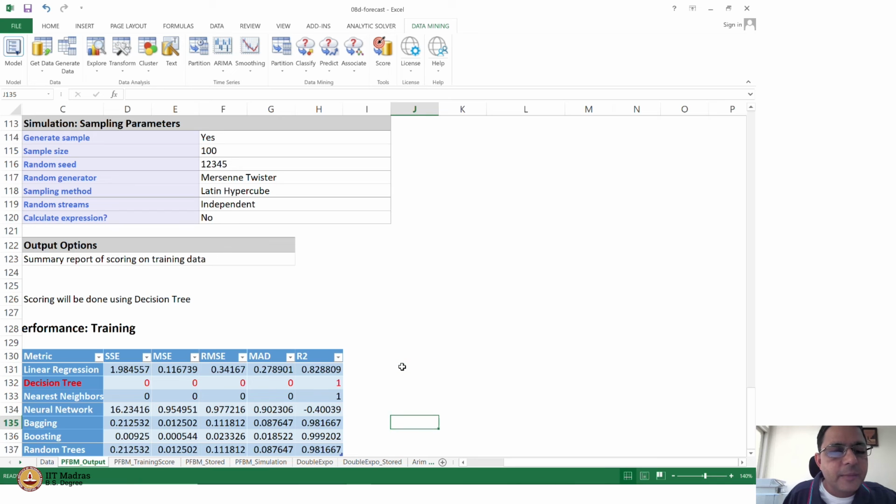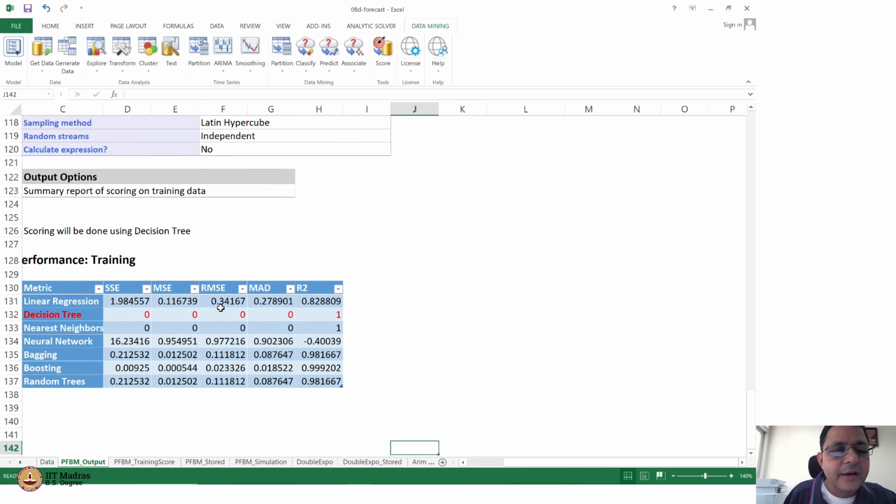So in terms of MSE, RMSE, right? Let us take RMSE. In terms of RMSE, random tree and bagging are almost similar, actually the same results. However, if you look at R squared, 0.999, which is the best result, comes from boosting. So depending on which performance indicators we want to go with, we will then select that particular method, and then ask Excel to forecast using that method.